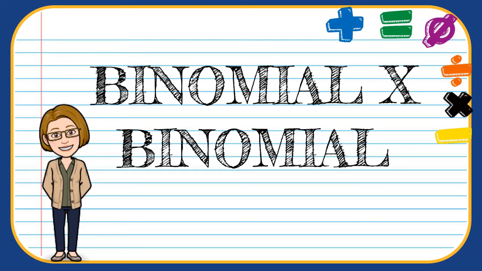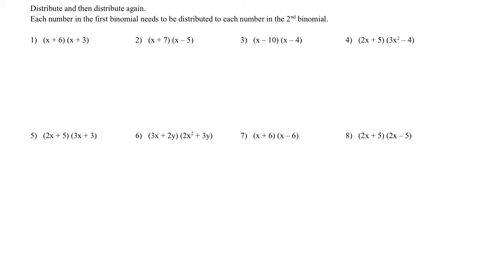So we're going to take a look at multiplying a binomial times a binomial. The one thing that's nice about multiplying a binomial times a binomial is it's really not that much different than your normal distribution problem. So your normal distribution problem has, say, for example, 2x times 4x minus 7. And you're going to take the term on the outside and distribute it through to all the terms on the inside.